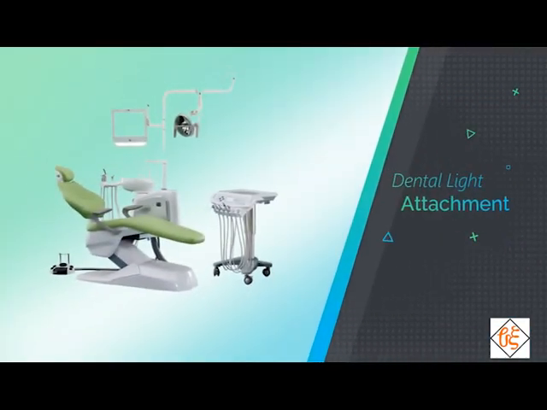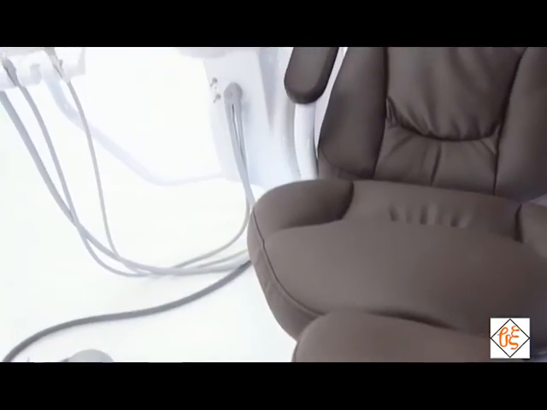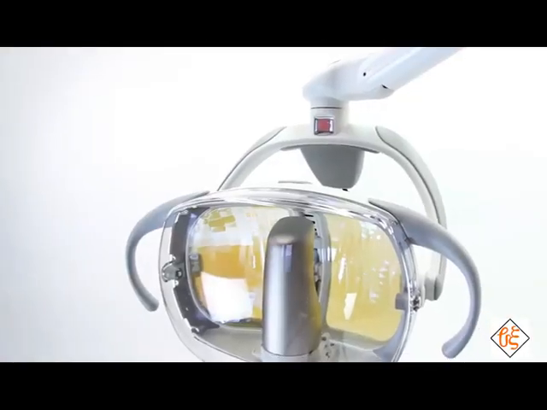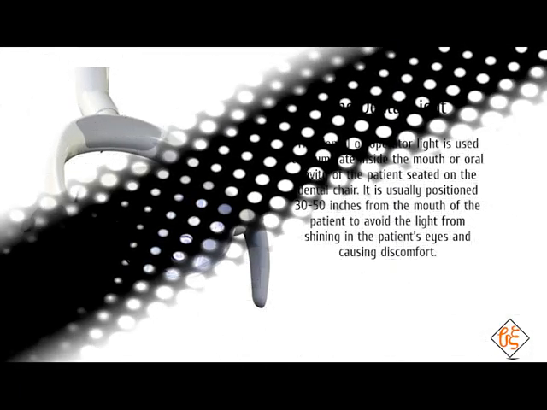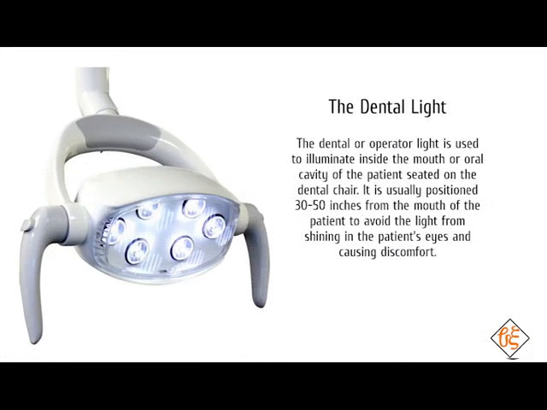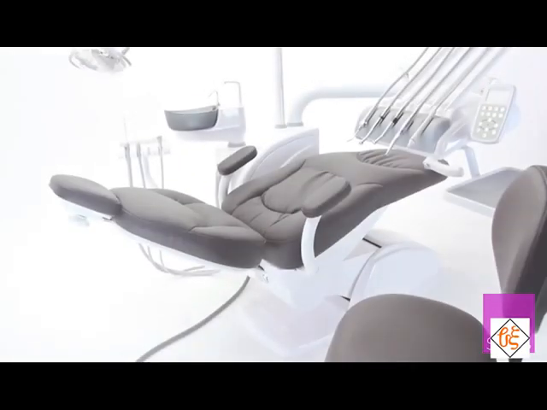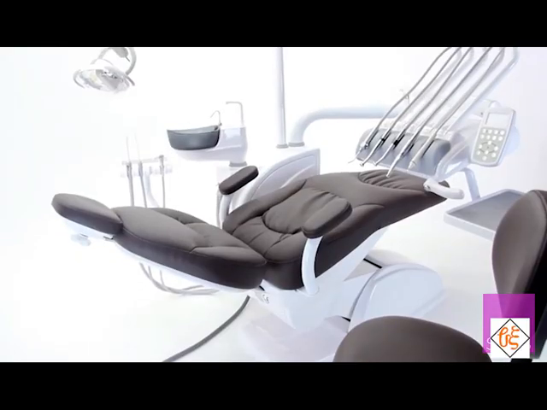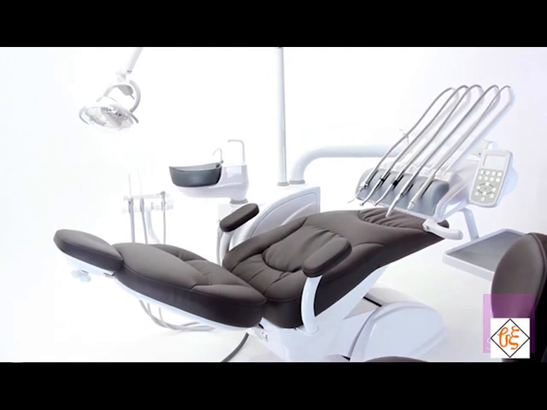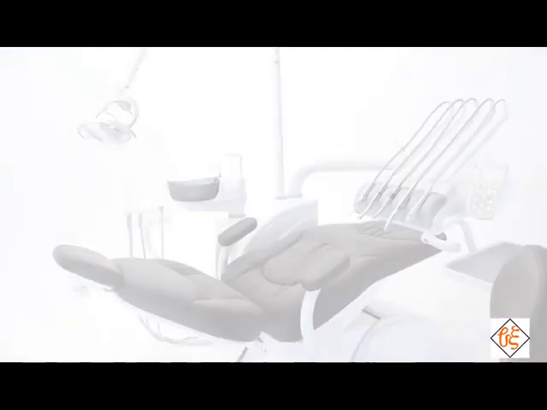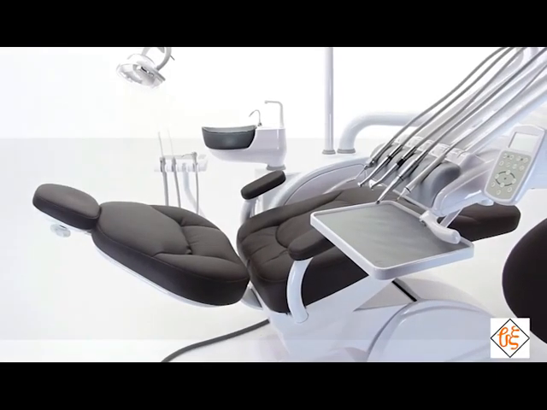First, we look into the dental light attachment. The dental or operator light is used to illuminate inside the mouth or oral cavity of the patient seated on the dental chair. It is usually positioned 30 to 50 inches from the mouth of the patient to avoid the light from shining in the patient's eyes and causing discomfort. The light has dimmer switches so that the intensity of the light may be adjusted. Protective barriers such as plastic wrap or aluminum foil are placed on the handles and the switches of the light. The lights are frequently cleaned and movable parts of the light are lubricated during preventive maintenance.